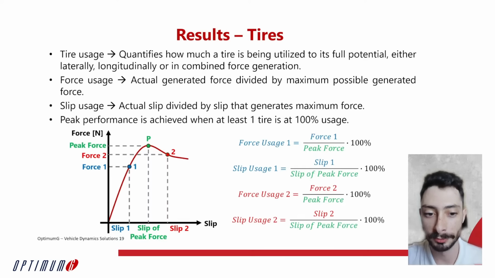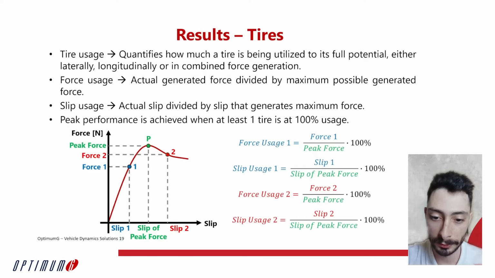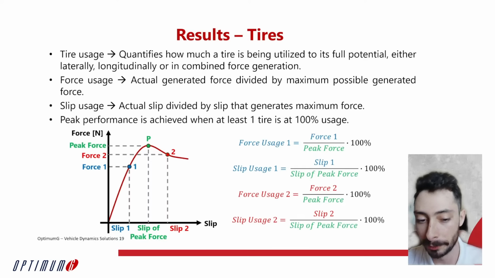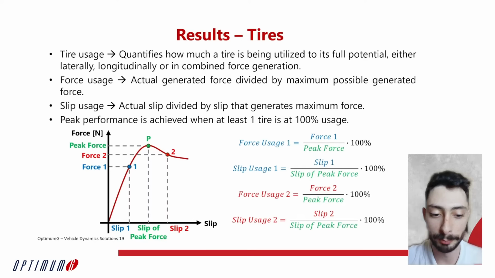We take our force value number two and divide it by the peak force, and our slip value number 2 and divide it by the slip that generates that peak force. And we can see here that in the case of our second point, we will have a slip usage which is greater than 100% because we are already past our peak slip angle or peak slip ratio.